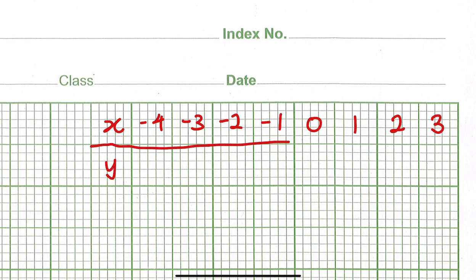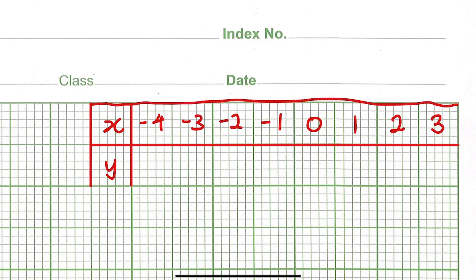So let's draw your table here on your paper. This will be my table of values. Then you'll use a ruler and pencil to mark out this table very clearly over here. Okay. Then I can now draw the lines.